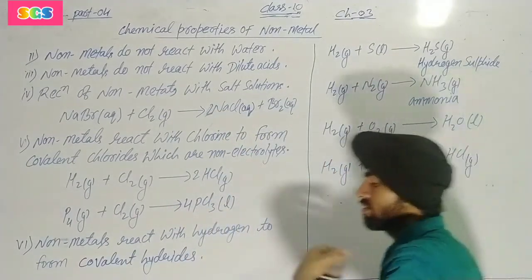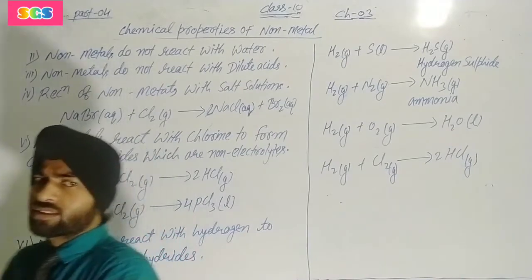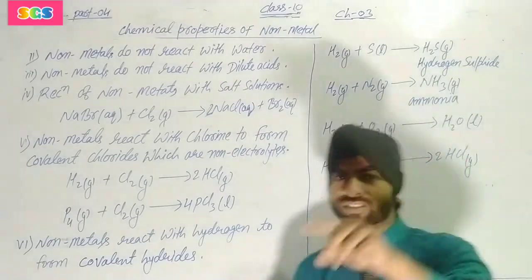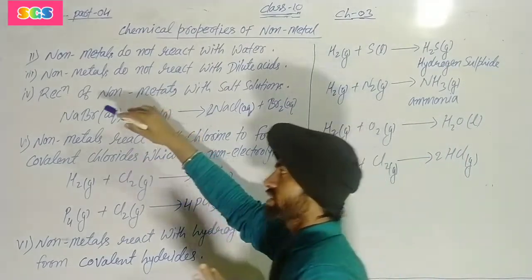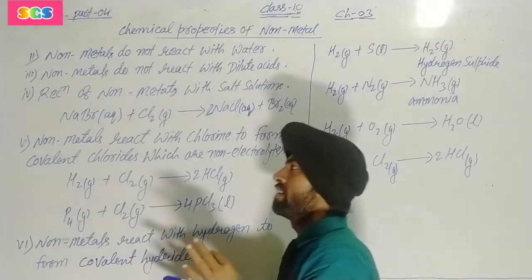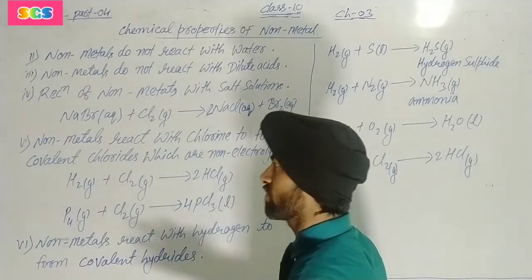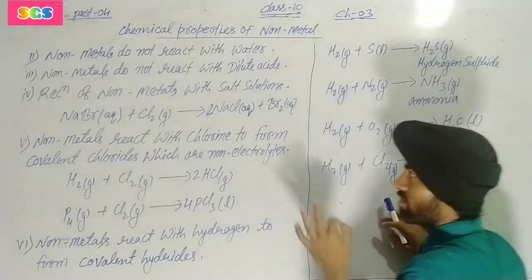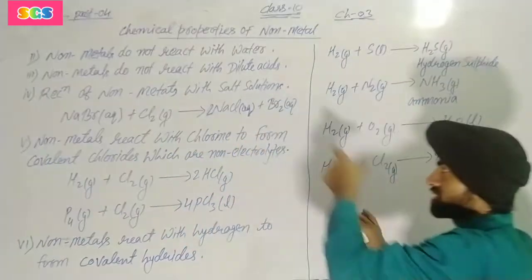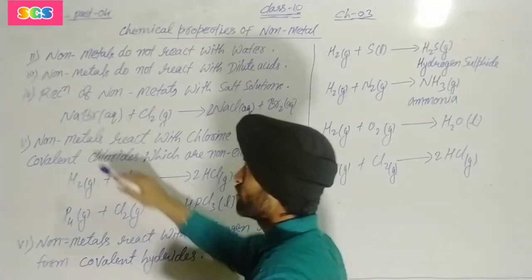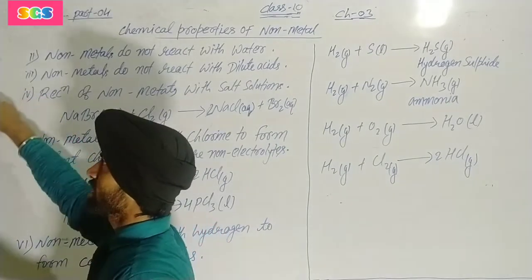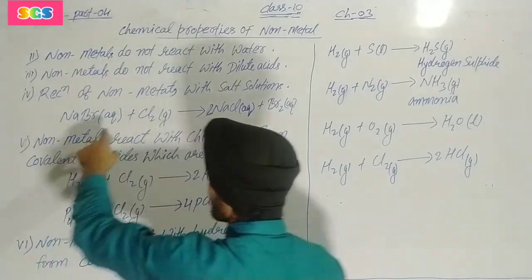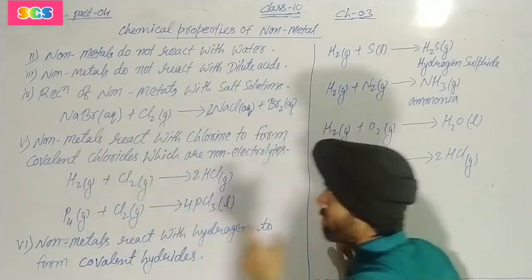The non-metal which is going to react with the salt solution must be more reactive than the non-metal present in that salt solution. That's why I said you will have to learn the reactivity series of non-metals first, and then you will understand this characteristic of non-metals in a proper way. So you have just seen that chlorine is more reactive than bromine. Here we are reacting sodium bromide.